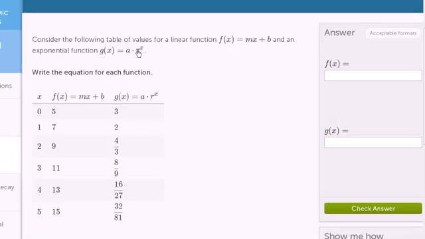Consider the following table of values for a linear function f of x equals mx plus b, and an exponential function g of x equals a times r to the x. Write the equation for each function. And so they give us for each x value what f of x is and what g of x is. And we need to figure out the equation for each function and type them in over here.